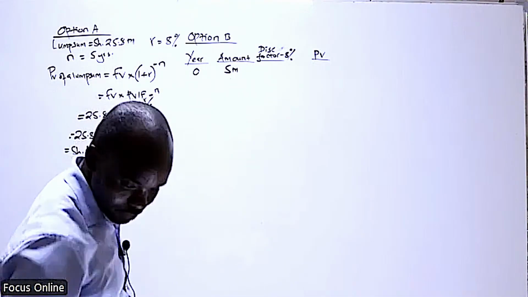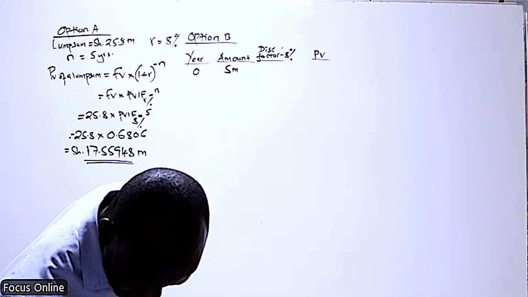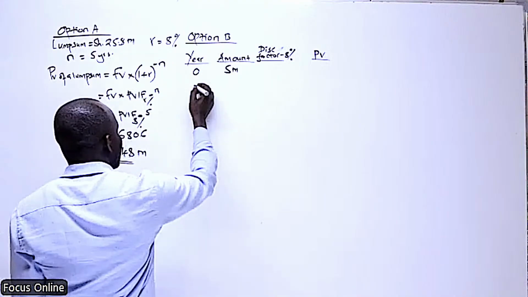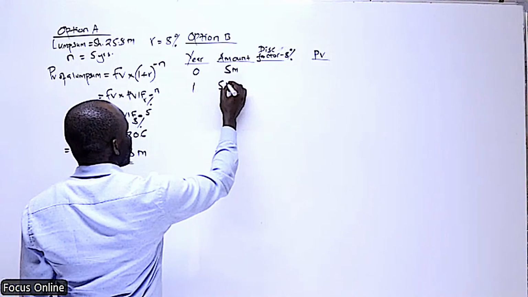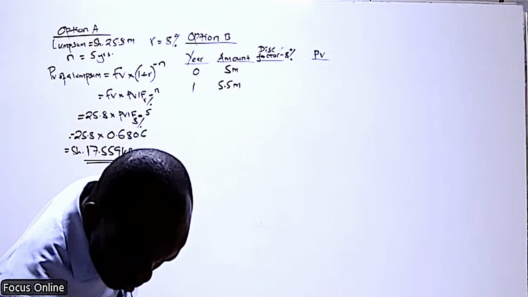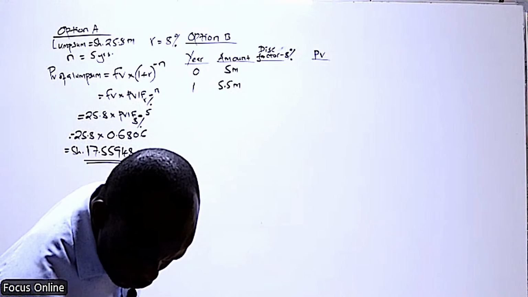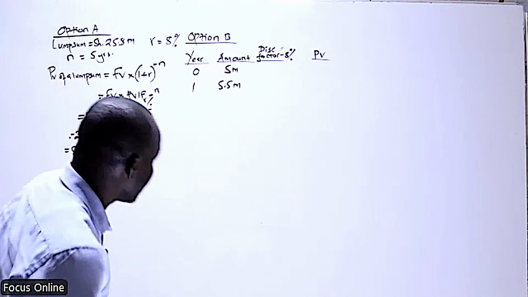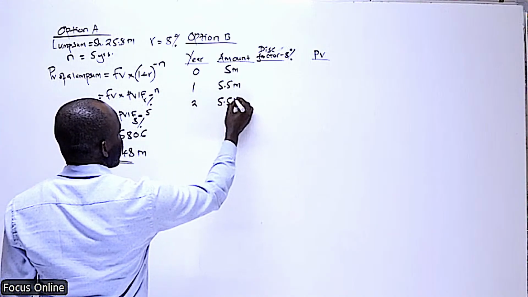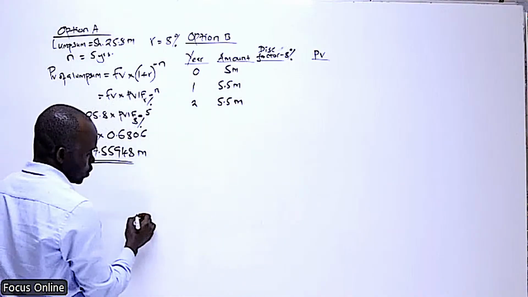Then 5.5 million to be paid after 1 year. After 1 year, they will receive 5.5 million. Next, 5.5 million to be paid after 2 years. So after 2 years, 5.5 million. This is what you're saying.